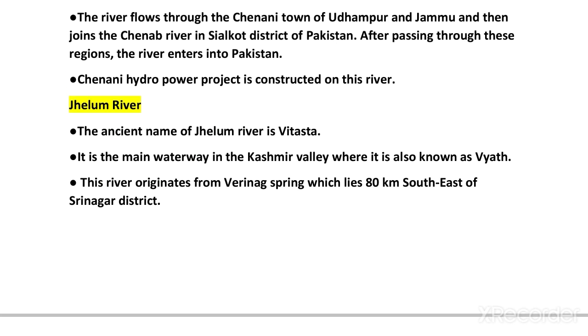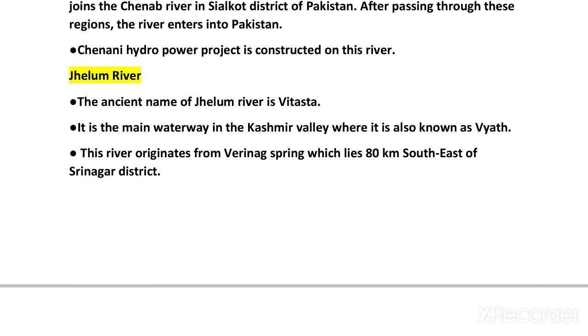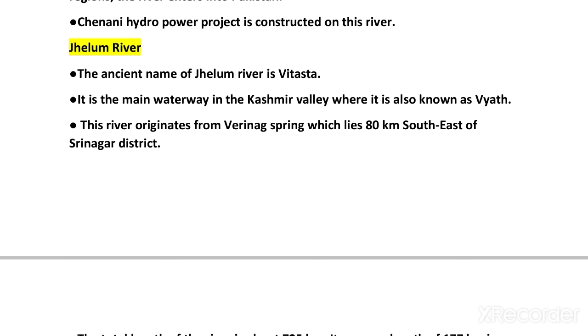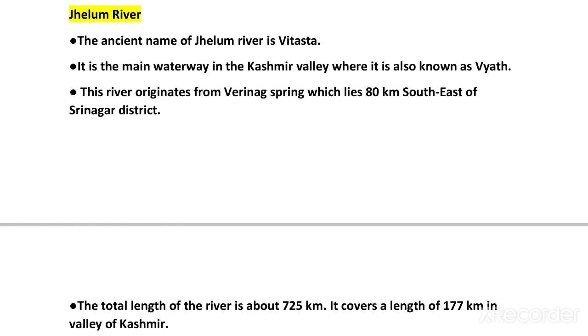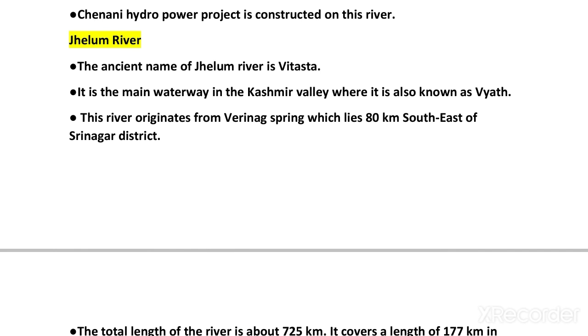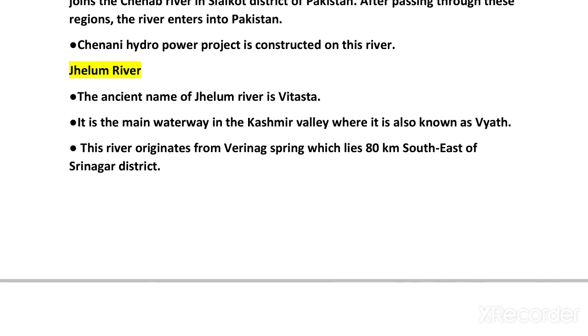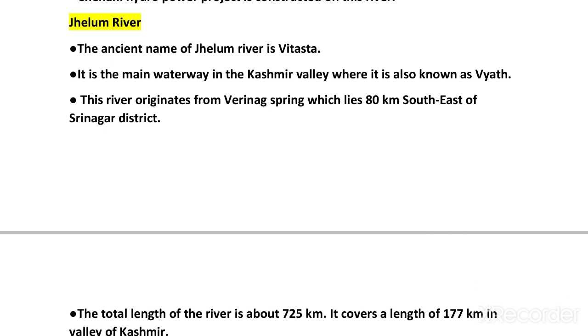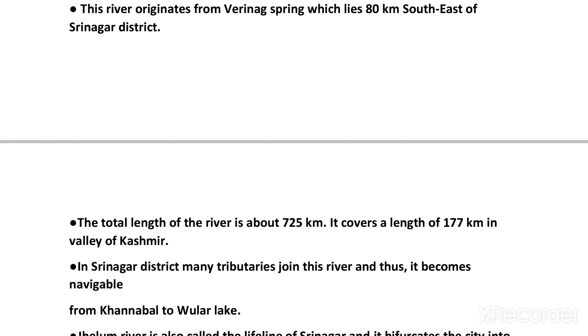Now we will discuss Jhelum River. The ancient name of Jhelum River is Vitasta. It is the main waterway in Kashmir Valley. In Kashmir Valley, River Jhelum is known as Veth. River Jhelum originates from the Verinag spring, which lies 80 kilometers southeast of Srinagar district.